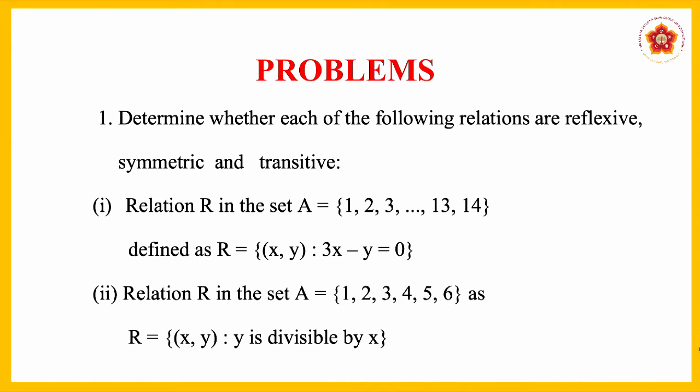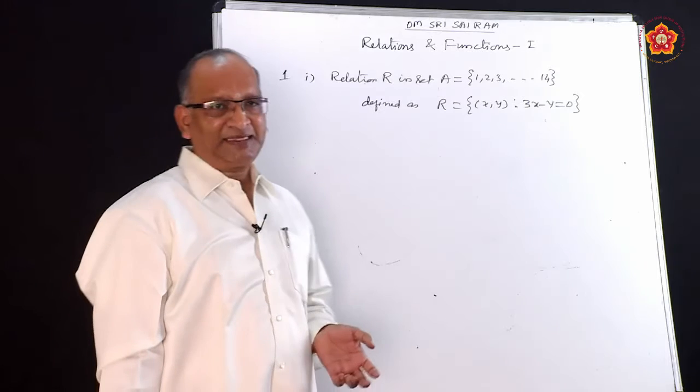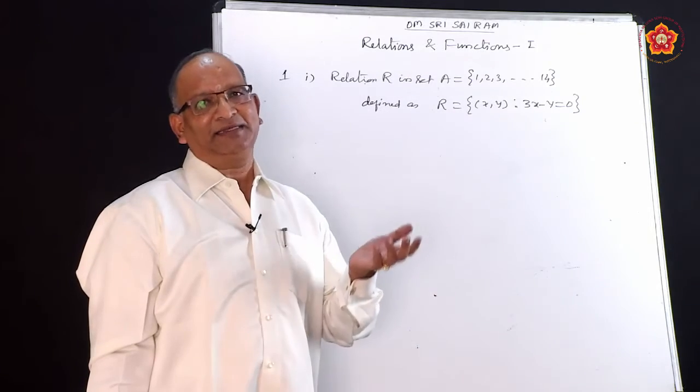It says relation R in set A equal to, what are the elements of set? He says natural numbers starting from 1 up to 14. These are the numbers. And how does he define? He defines it R equal to x comma y such that 3x minus y equal to 0. We have to check whether R is reflexive, whether R is symmetric, whether R is transitive.